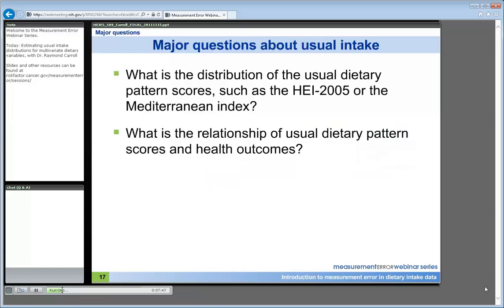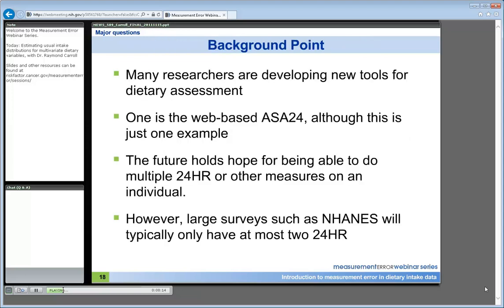So here are some questions that we want to address. Really, there's basically 2 questions. One is, what's the distribution of the usual dietary pattern scores, such as HEI 2005 or something like the Mediterranean Index? Now, the data I have is only for HEI 2005, but the methodology applies to other indices. And second, the relationship of usual dietary pattern scores and health outcomes is of interest.